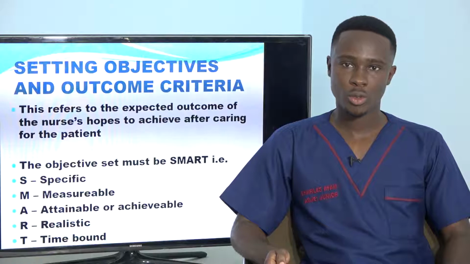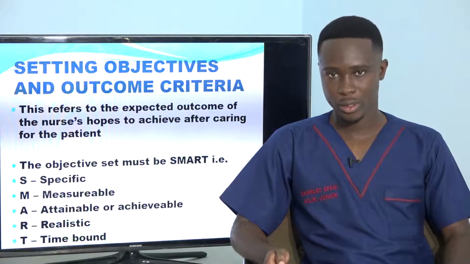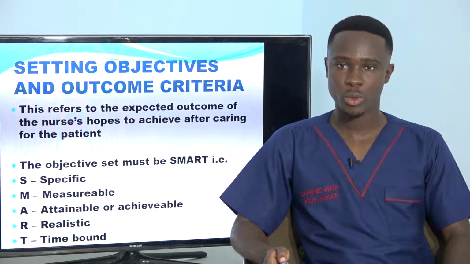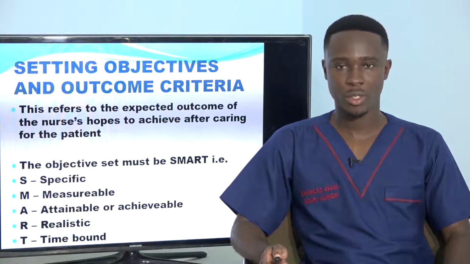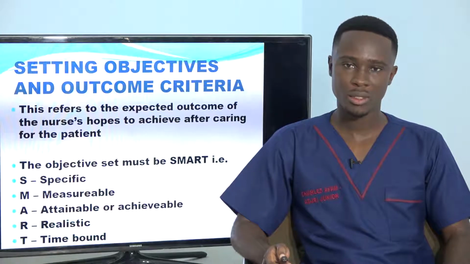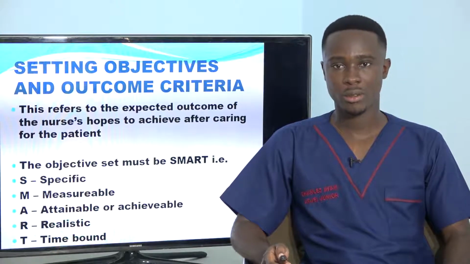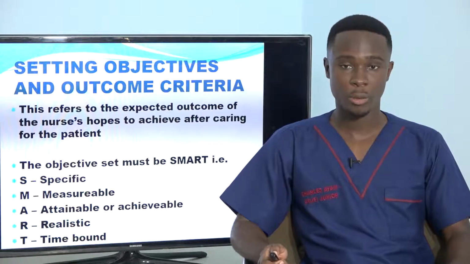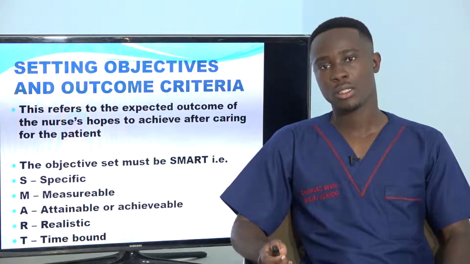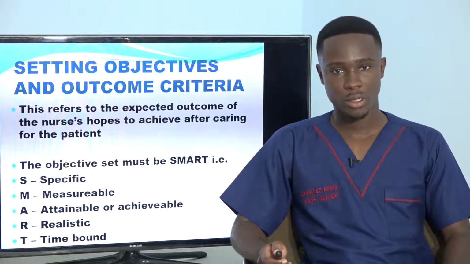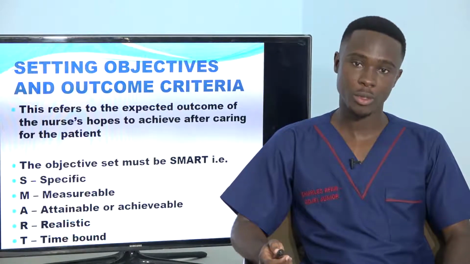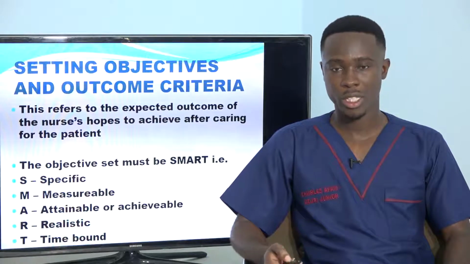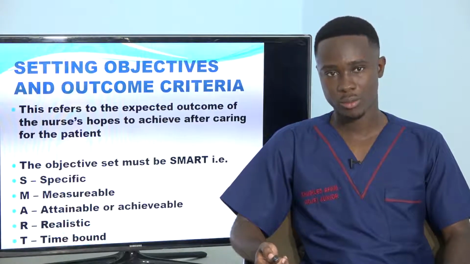So we move on to objectives and outcome criteria. This refers to the expected outcome the nurse hopes to achieve after caring for the patient. And the objective and outcome criteria are supposed to be SMART, just like any objective you know. Same applies in research methods. S for specific, so the objective must be specific. It must be measurable. A for attainable or achievable. R for realistic. And T for time bound.